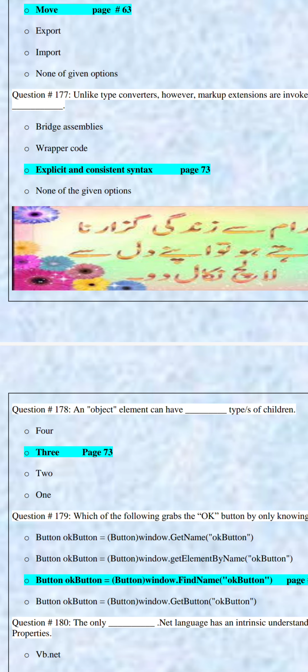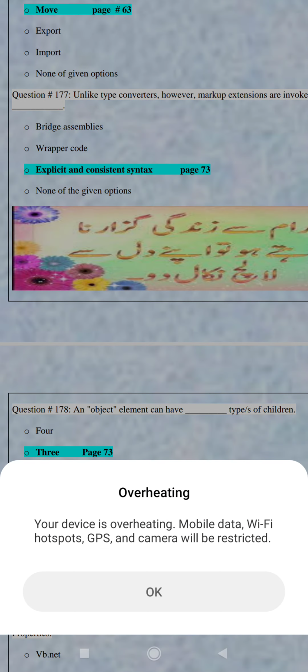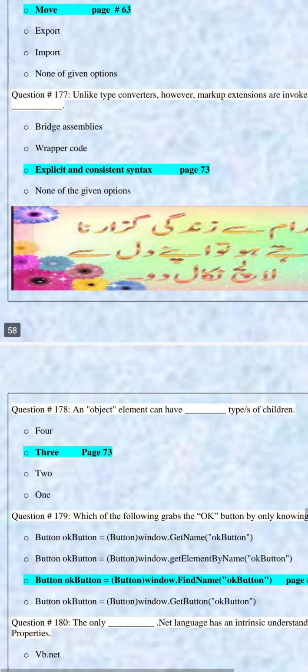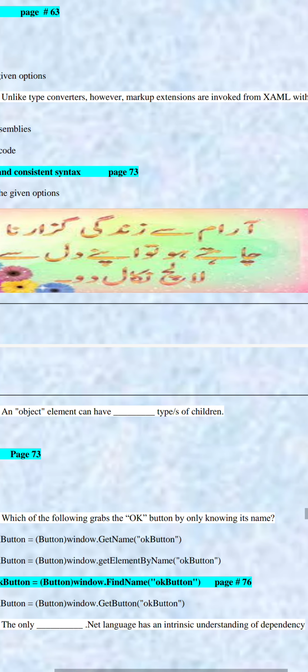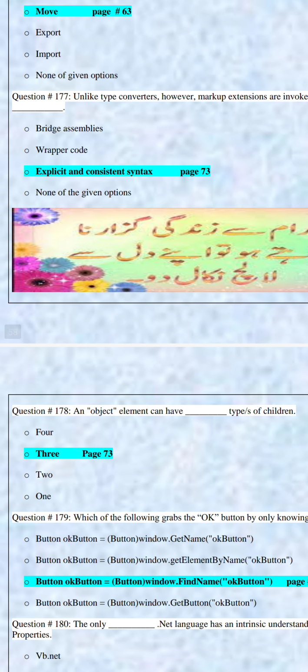Unlike type converter, however, markup extensions are invoked from XAML with explicit and inconsistent syntax. An object element can have 3 types of children.